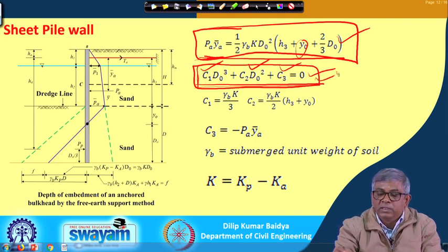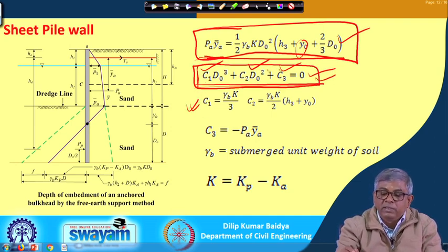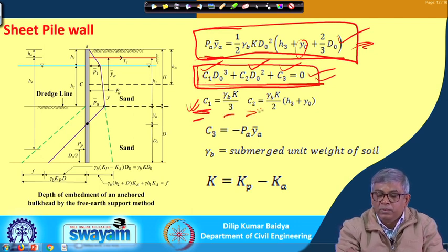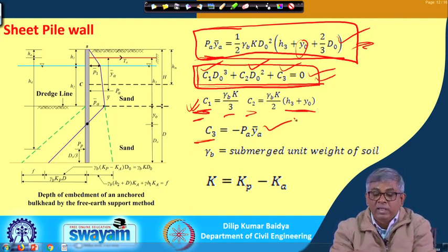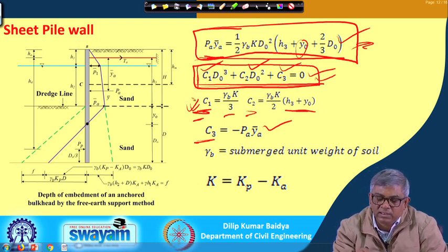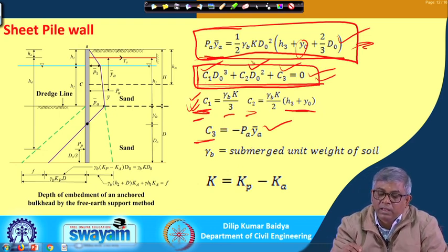In this cubic equation, when you expand and simplify, you will see that C 1 becomes gamma_b K by 3, C 2 becomes gamma_b K by 2 into H 3 plus Y naught, and C 3 becomes minus P_A Y-bar, Y_A bar. Okay, so these are the things C 1, C 2, C 3.